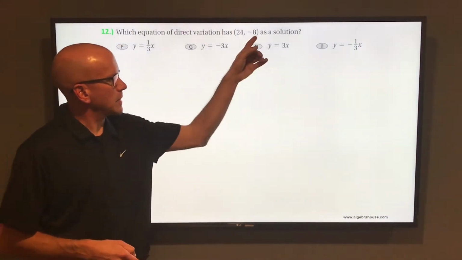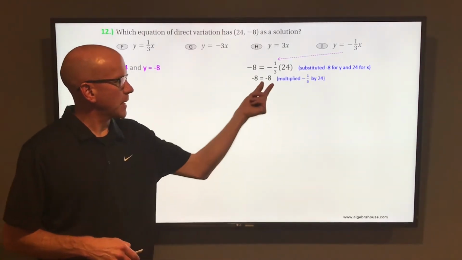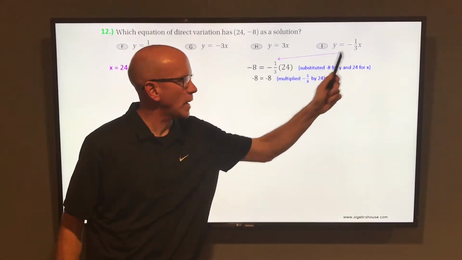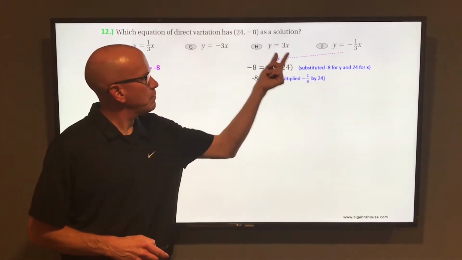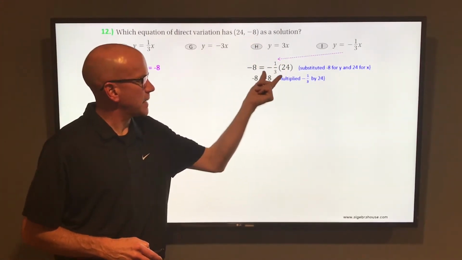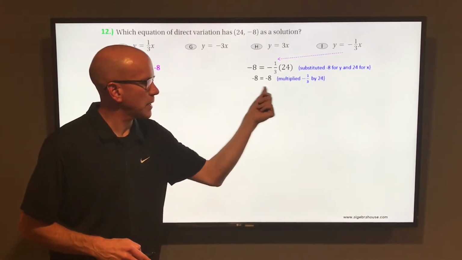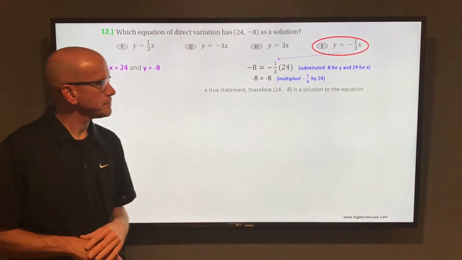All you have to do is find the constant of variation. Divide -8 by 24. And that is going to be -1/3. So you're looking for the constant of variation of -1/3. That's going to be this last one, y equals -1/3 x. You can check that. Put those xy values back in. So put 24 in for x and -8 in for y. It should make a true statement. You can see it does. Letter I is the correct answer.